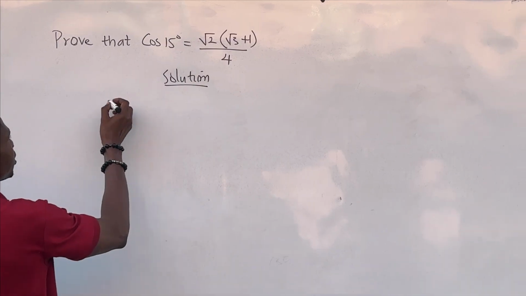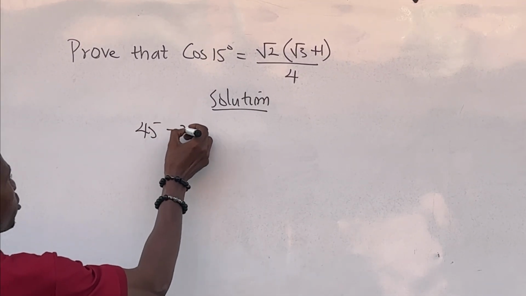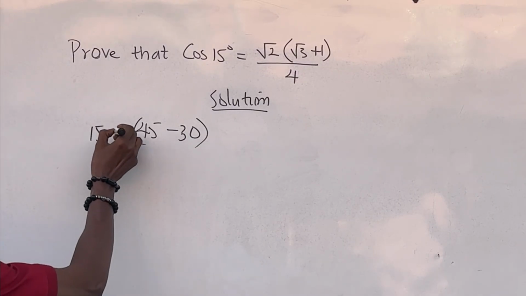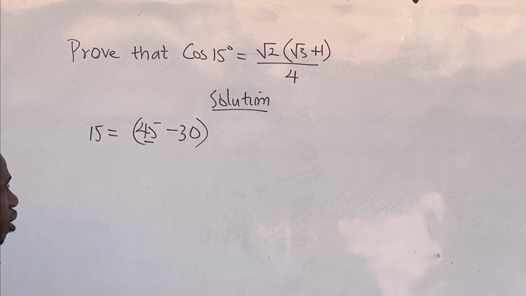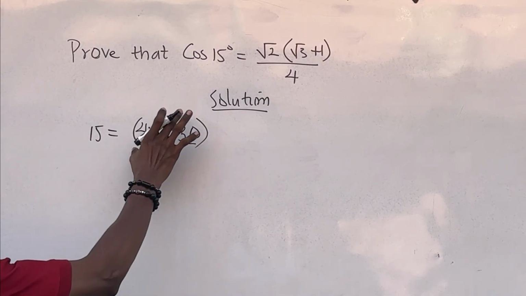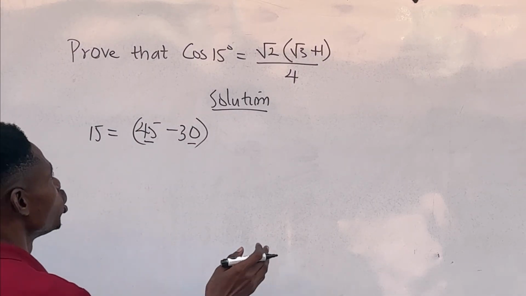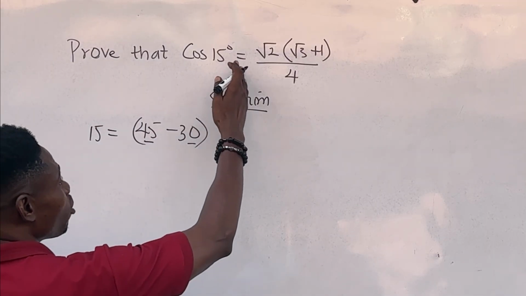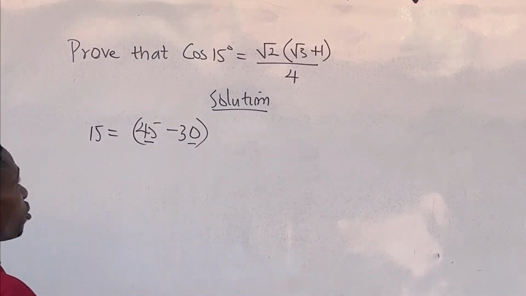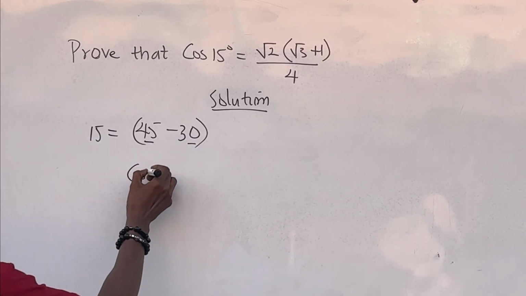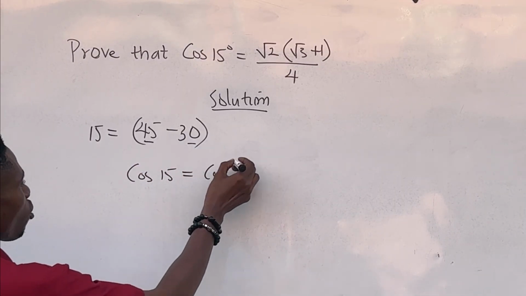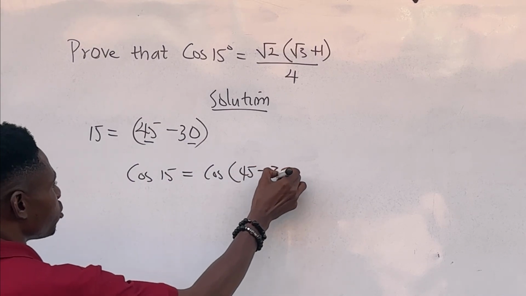But 15 is 45 minus 30, right? So 15 is this. And now 45 is a special angle, and 30 also a special angle. So I think we can come from this angle and see. So what we'll do, we're going to pick this left hand side. We'll solve and see if it will give us the right hand side. Then we have proven. So what we'll have is cos 15 as cos 45 minus 30.